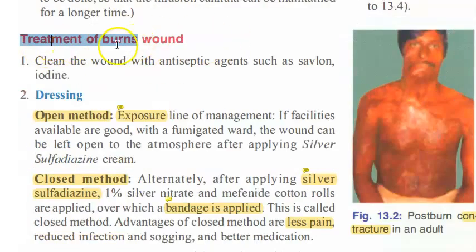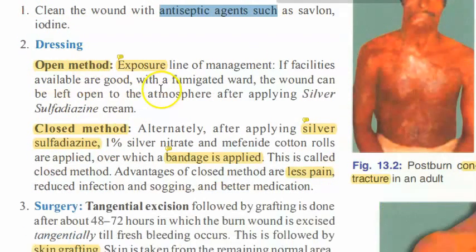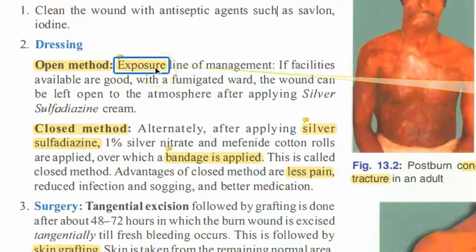Treatment of burn wounds. So what will you do for the wound itself? Antiseptic agent, Savlon, iodine, they're saying. You can do dressing, using the open method or closed method. Open is where you're having exposure, if it's a face or something.